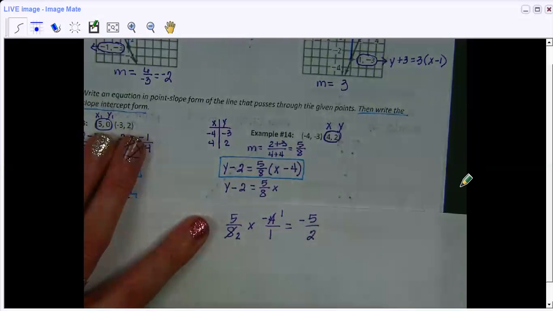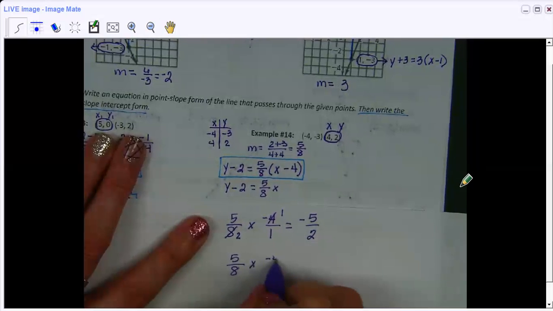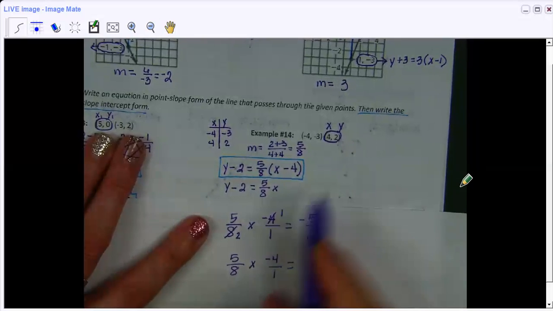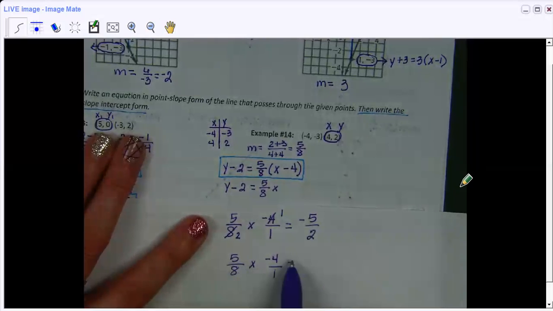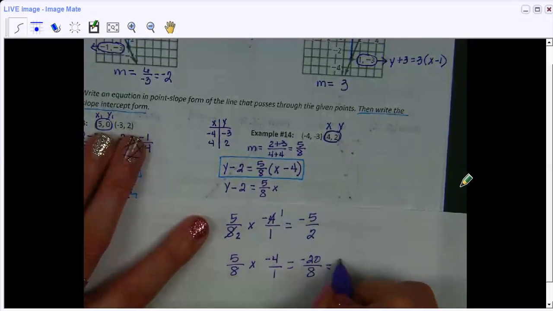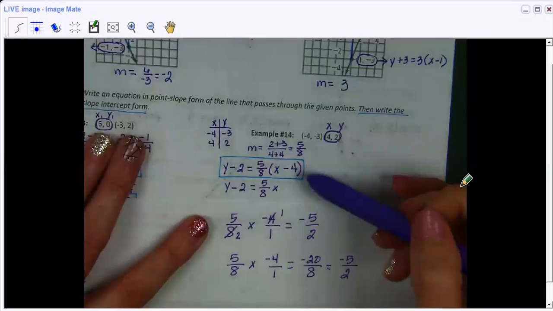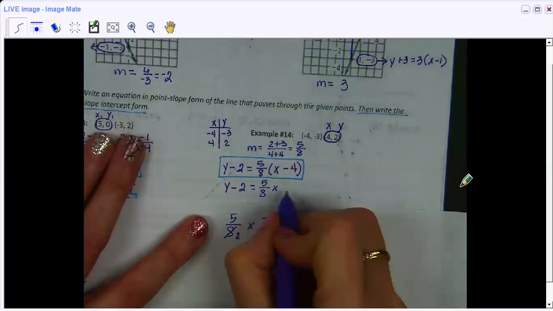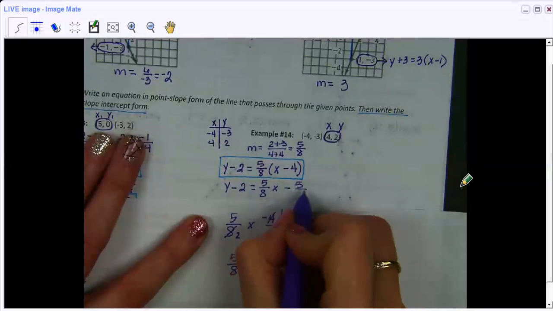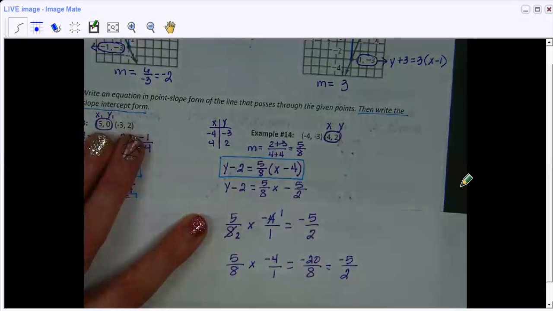Now, if that is confusing, then you can just multiply straight across. 5 times negative 4 is negative 20. 8 times 1 is 8. And then you would need to simplify the fraction and you get negative 5/2. Okay? Either way is okay. So when I distribute 5/8 to negative 4, I get a negative 5/2. Okay?